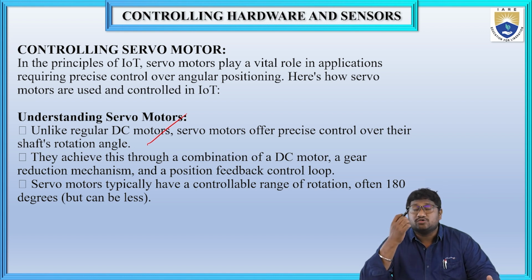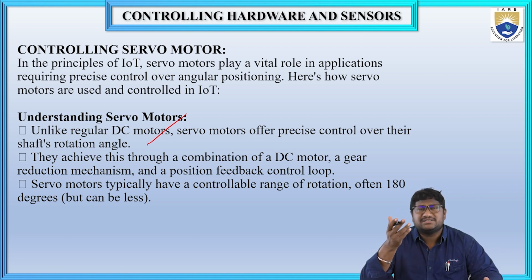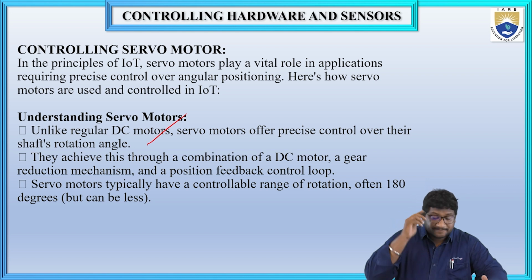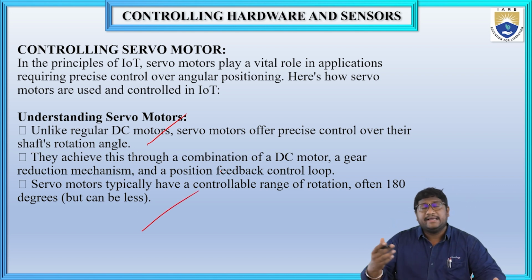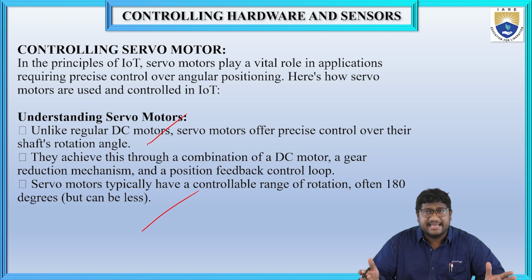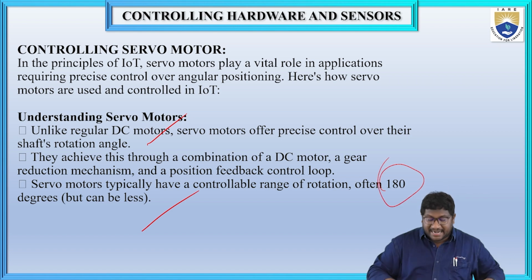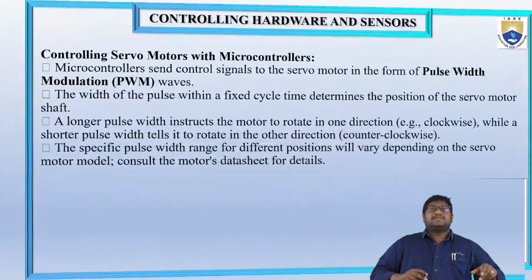And here this is going to achieve a combination of a DC motor as well as a gear mechanism, based on a position feedback control loop. Typically, we can call this a servo motor, with a controllable range of rotation. Often we can state it as 180 degrees, but it can also be less. This is how the servo motor works.